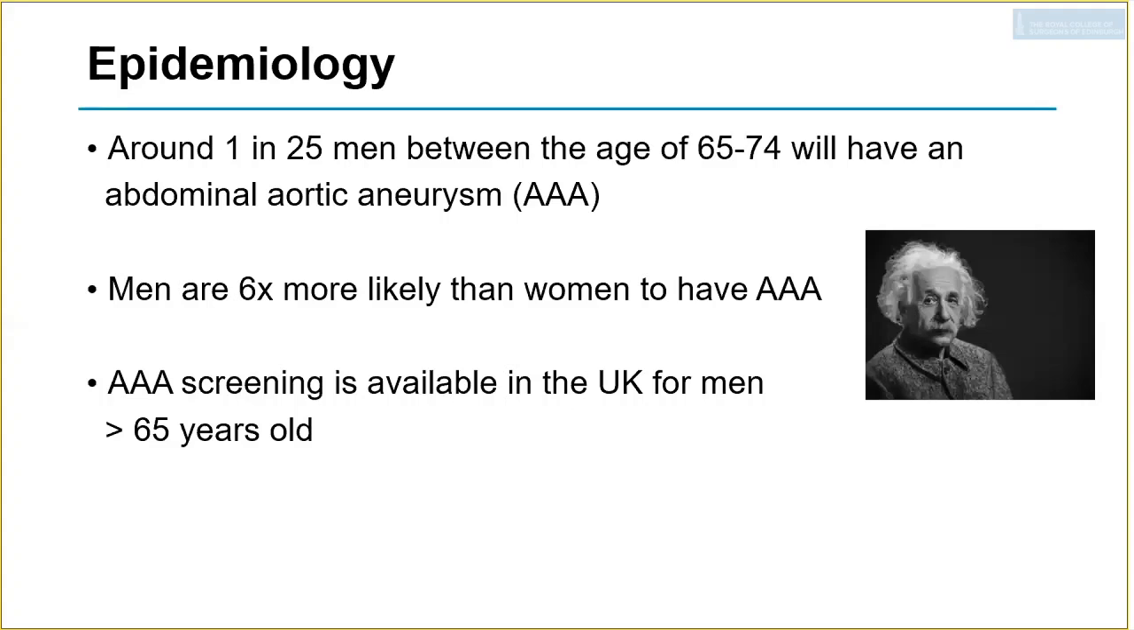The picture on the right there is that of Albert Einstein in the 1950s. When he was in his 60s, he had an aneurysm repair done, none other than by Nissen, famous for Nissen fundoplication. Aneurysm screening is therefore currently available in men above the age of 65 years old.